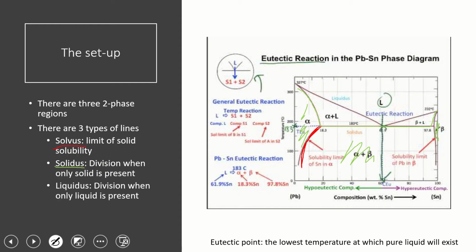The liquidus line is the division when only liquid is present, and the area where only liquid is present is this top area right here. So this is the liquidus line.